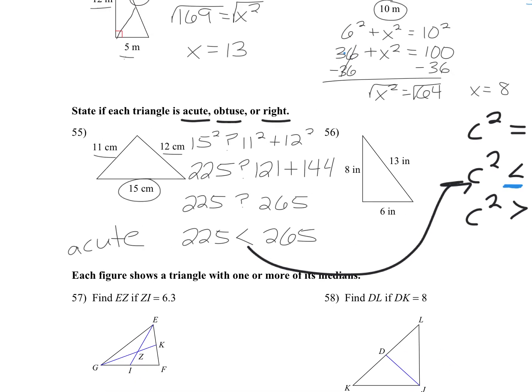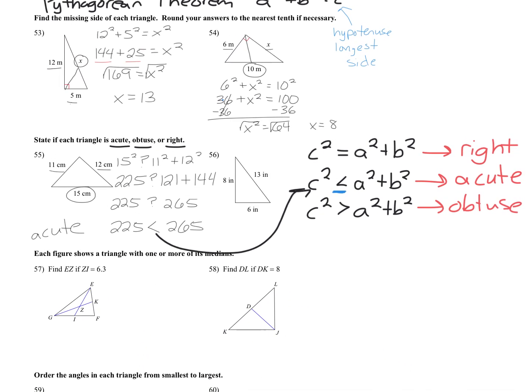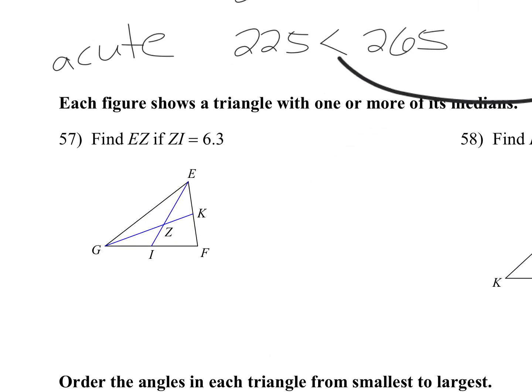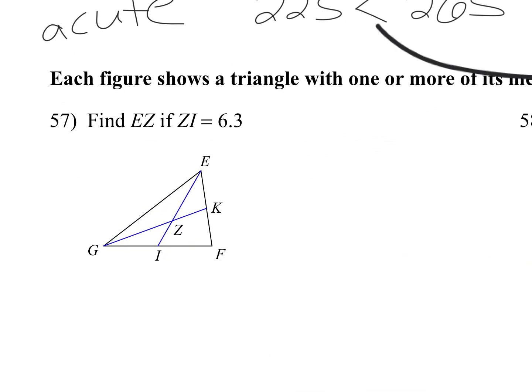Acute. Jordan's got to write it. 57. Easy. We're looking for easy right here. I'm going to put an X there. And it gives us 6.3. This is when we had the long side and the short side equations.